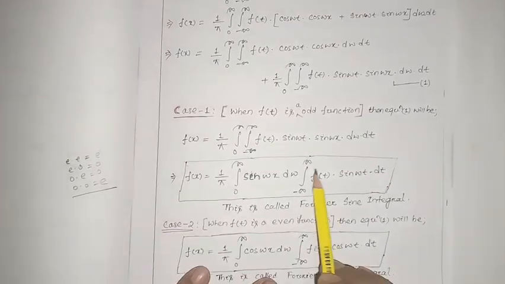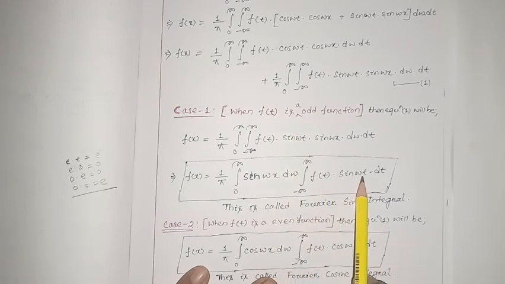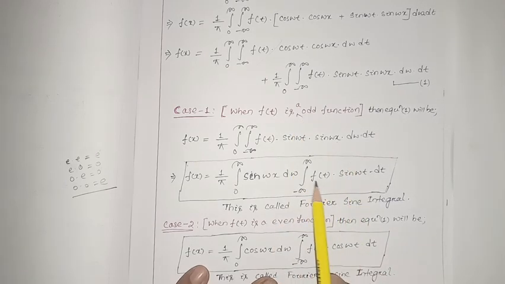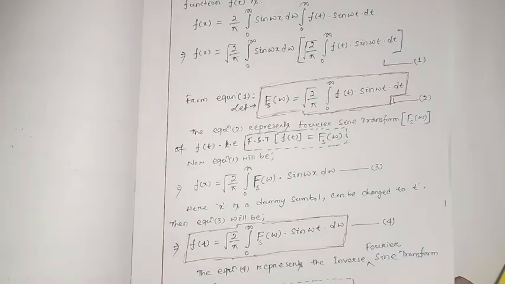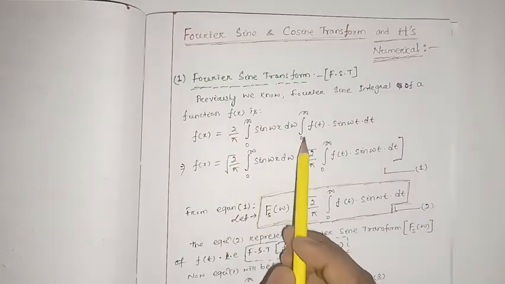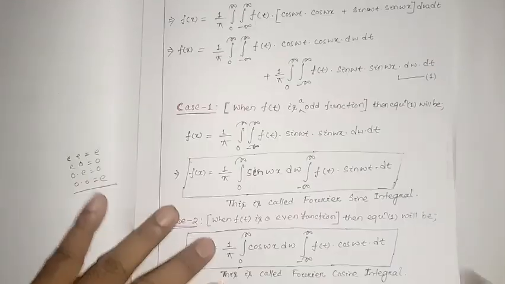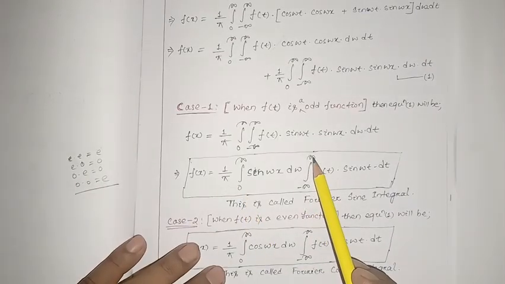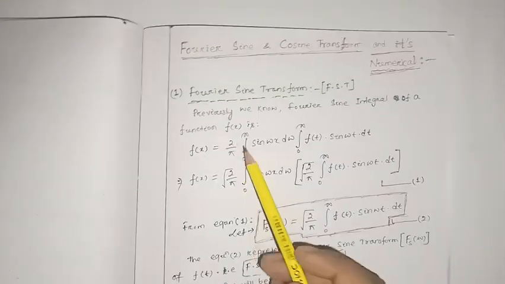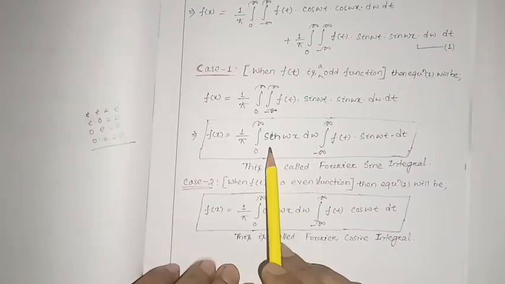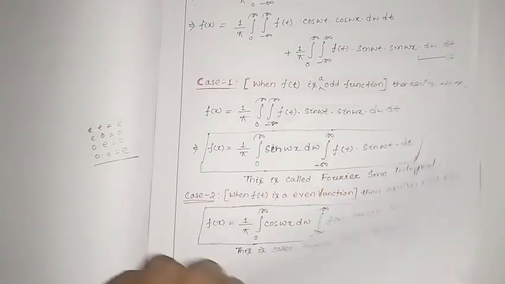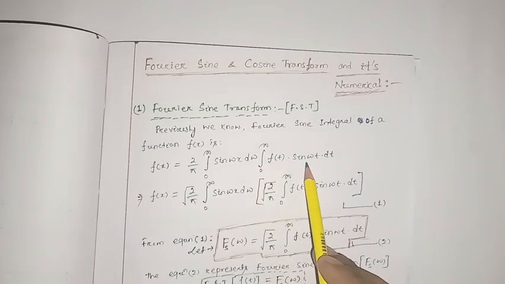Here you can see f of t is an odd function, and sine omega t is itself an odd function. So multiplying odd function with sine gives an even function. If it is an even function, this limit can be considered as 2 into 0 to infinity, as I have written over here. So 2 by pi, 0 to infinity, sine omega x d omega, 0 to infinity f of t sine omega t dt.